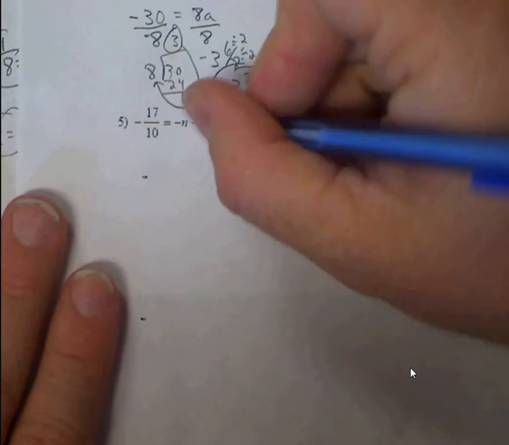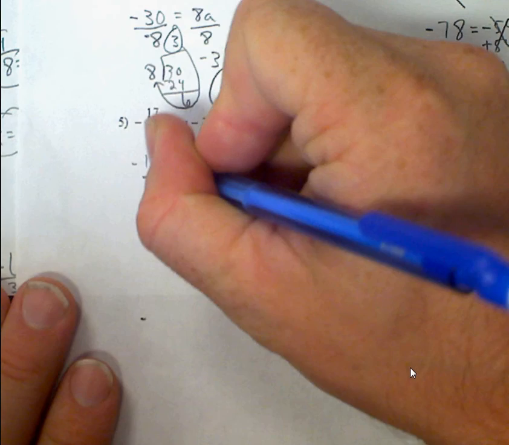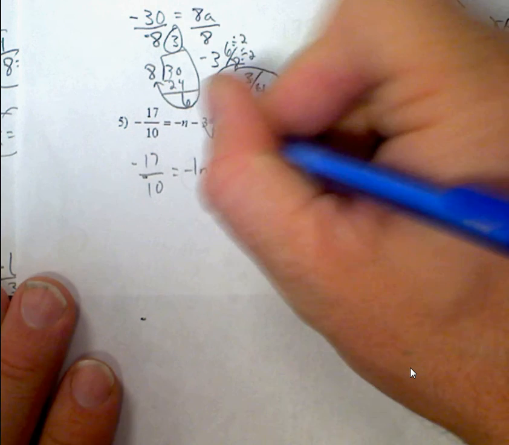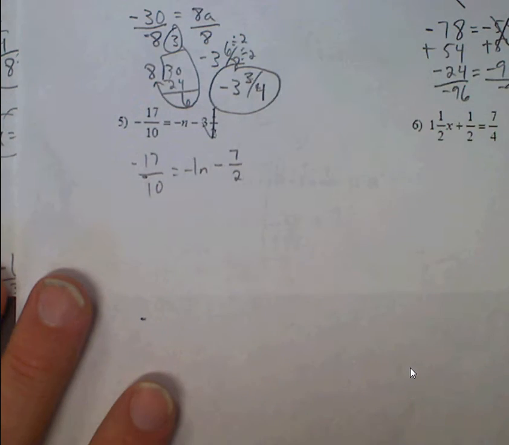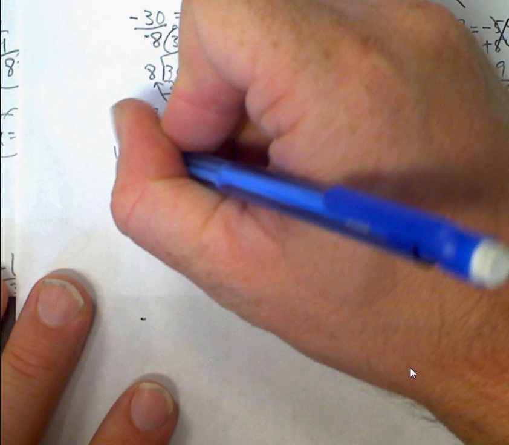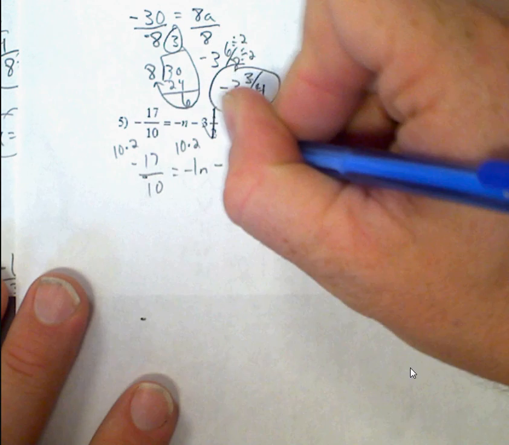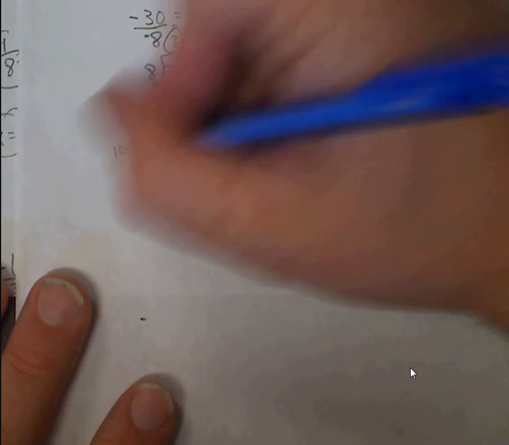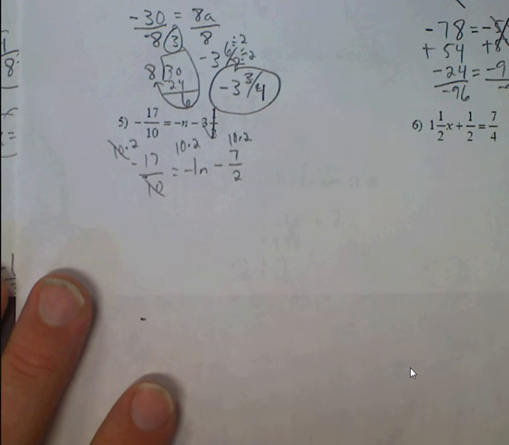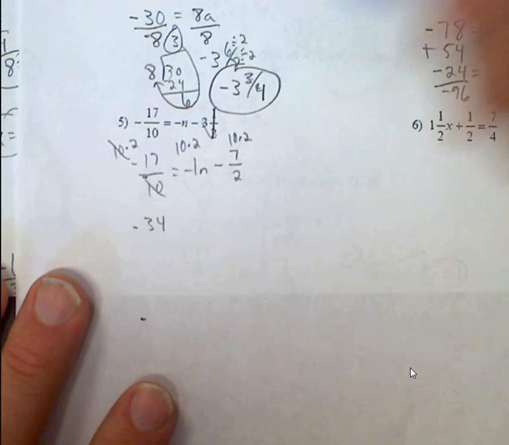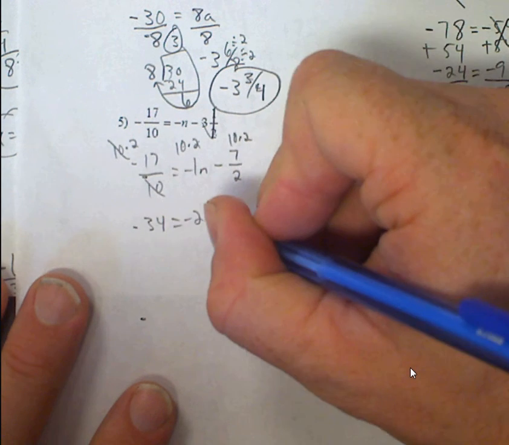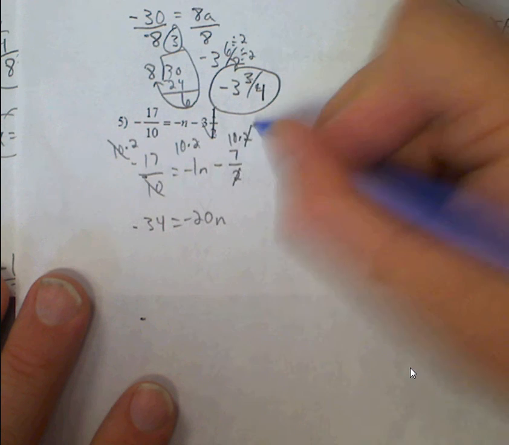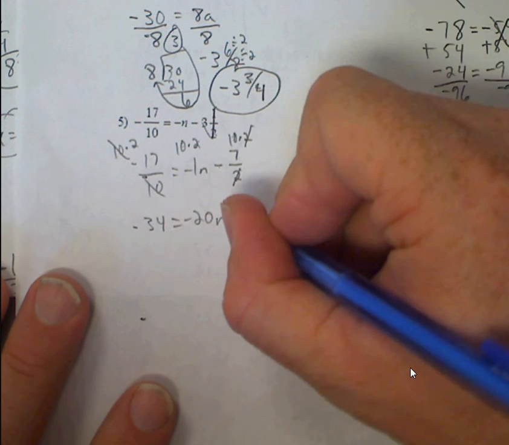Here we go with number 5. With number 5, we have to check mark first. Negative 17 over 10 equals negative 1n minus 7 over 2. Multiply by my denominators, 10 and 2, that's all I see, so 10 times 2. My 10s are going to cancel. 2 times negative 17 is negative 34. 10 times 2 is 20. 20 times negative 1 is negative 20. My 2's will cancel. Negative 10 times 7 is negative 70.